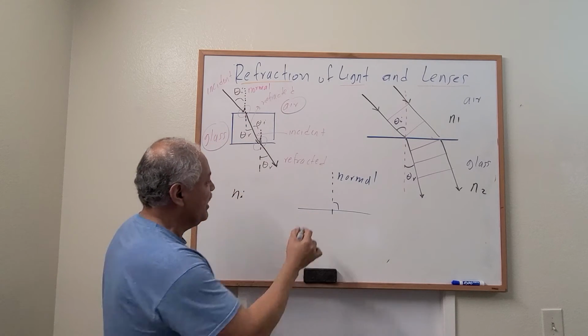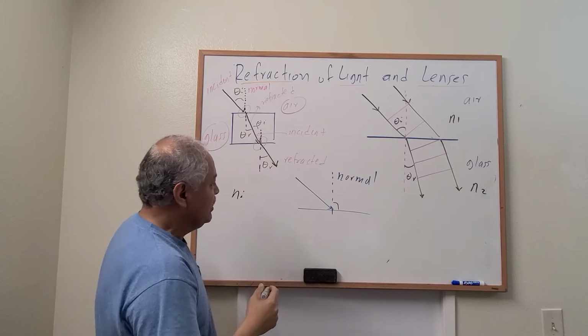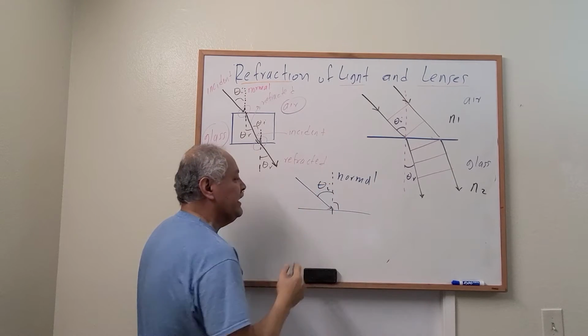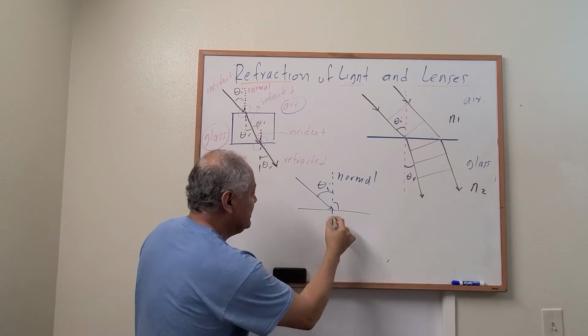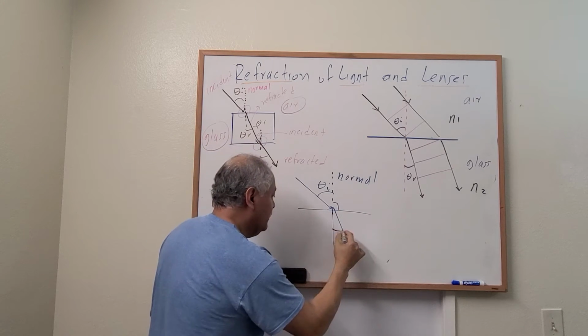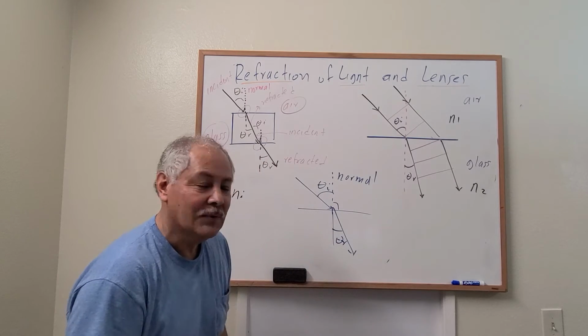We have a surface, so we have an incident ray. The incident ray has an angle with respect to the normal. We call this the incident angle. And later, what happens? It refracts, changes direction, and we call that angle the refracted angle, correct?